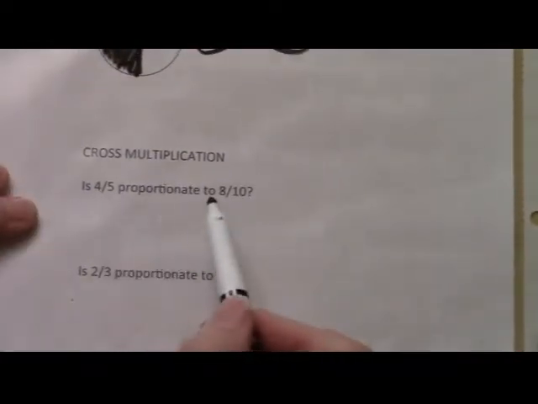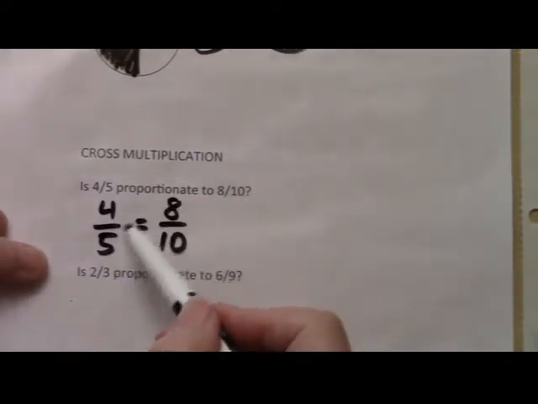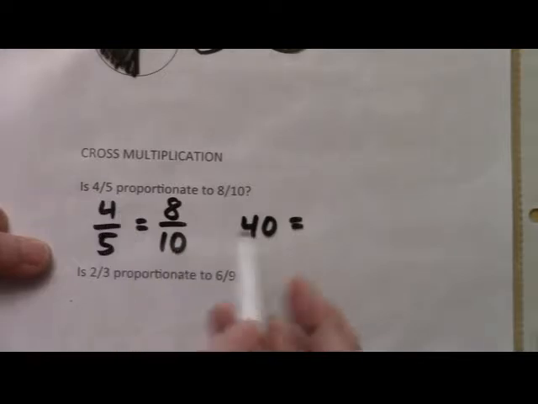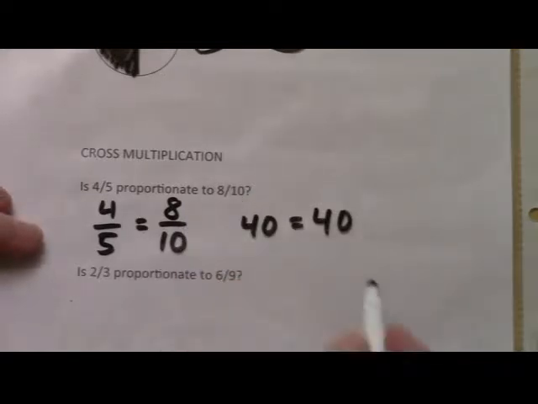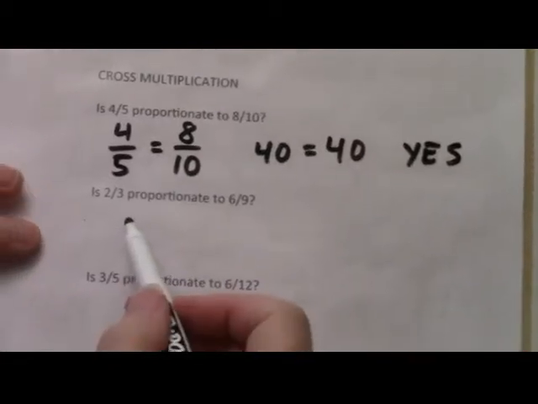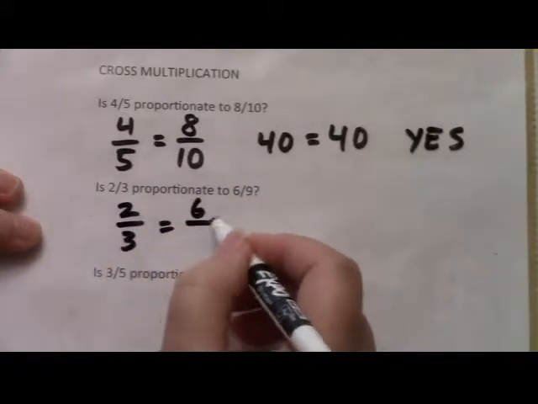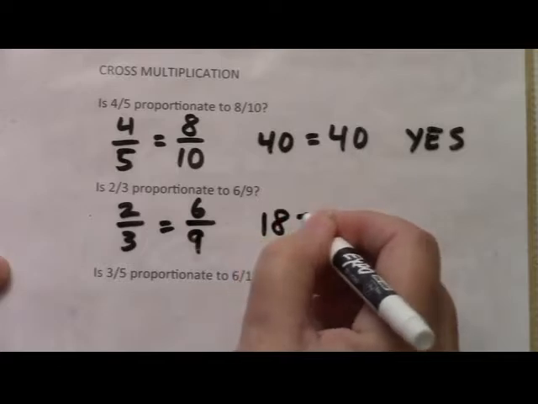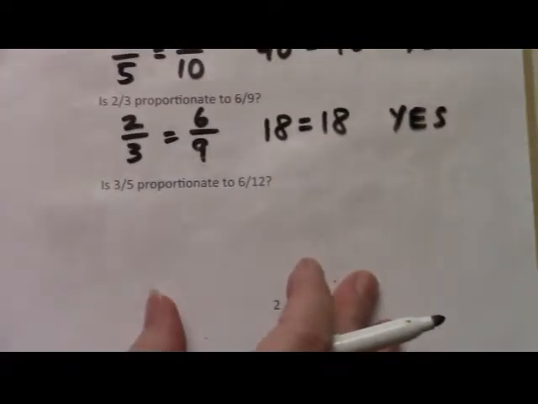So let's take a look at these two fractions and test it with cross multiplication. Is 4/5 proportionate to 8/10? Well, if we cross multiply, we know that 5 times 8 is 40, and we know that 4 times 10 is also 40. So are 4/5 and 8/10 proportionate to each other? Are they equivalent? Yes. How about 2/3 to 6/9? Is 2/3 proportionate to 6/9? Well, let's cross multiply. 3 times 6 is 18, and 2 times 9 is also 18. Yes, they are proportionate.